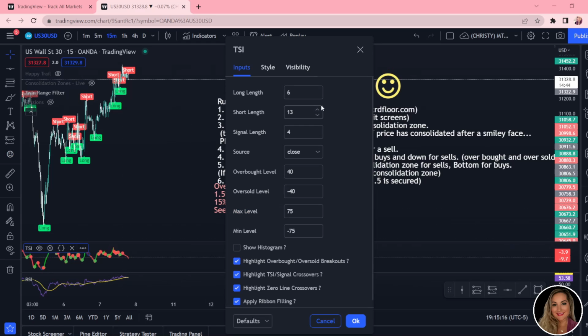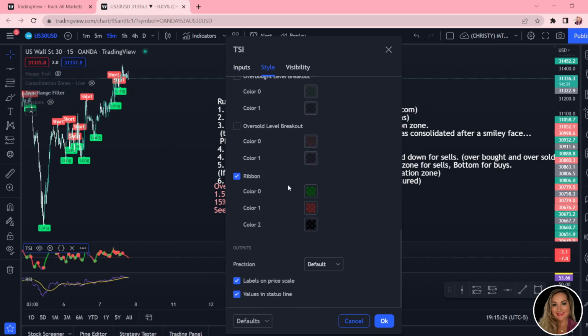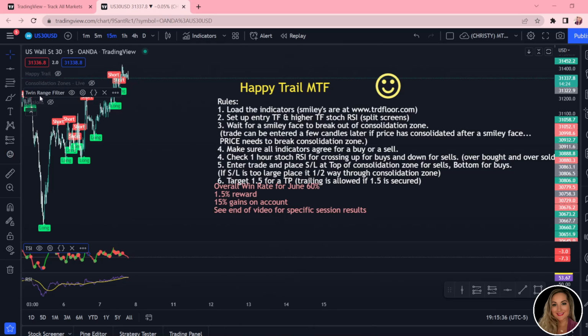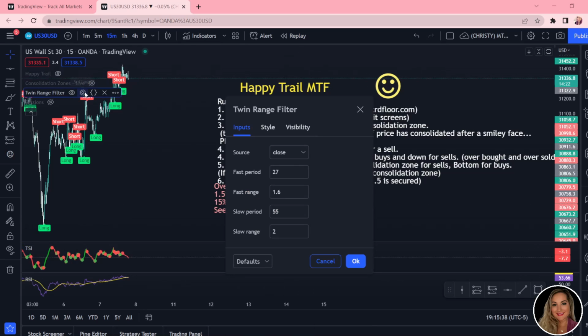For the TSI, we're going to be working with pretty standard stuff here, so you guys can screenshot your settings if you really want to know, but most of the time this is default. And again, colors are just customizing how you want it to visually look, but your inputs would look like this. And click OK. And then for the twin range filter, you will need to adjust your settings slightly. You're going to have close source, fast period 27, fast range of 1.6, a slow period of 55, and a slow range of 2.